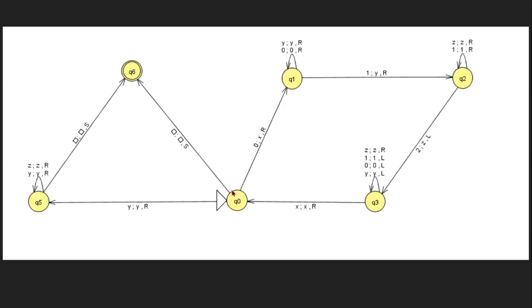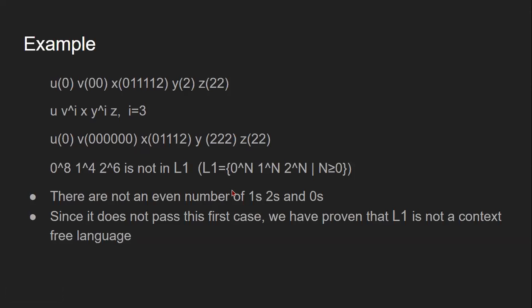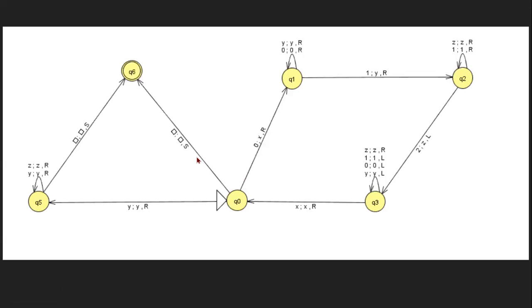As you notice here, however, let's just go back. If you look at L1, we have an even number of zeros, ones, and twos, such that n is greater than or equal to 0. So if we have an empty string right off the bat, we can also go to our accept state.